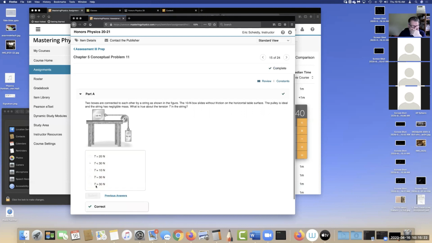Submit. It's correct. I wanted to try to reason it out without solving it. And notice I picked the right answer right off the bat. But it bothered me that it's kind of weird that they put that. But it can't be 20 and it can't be 10. My inclination right now, but we don't have time for it, is to actually solve the problem and find out what the tension is. But if I was doing this on a multiple choice exam, I wouldn't have time to do that. So I would have to reason it out the way that I just did.